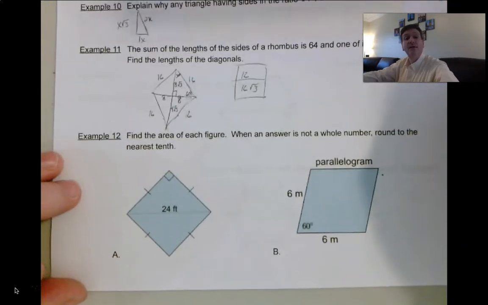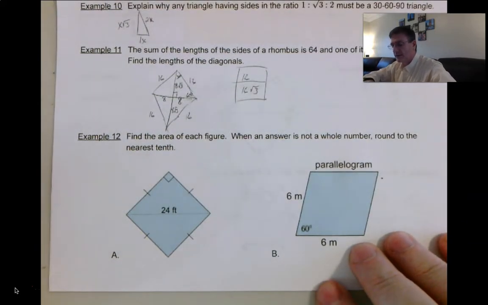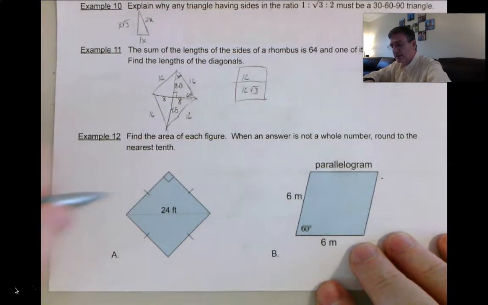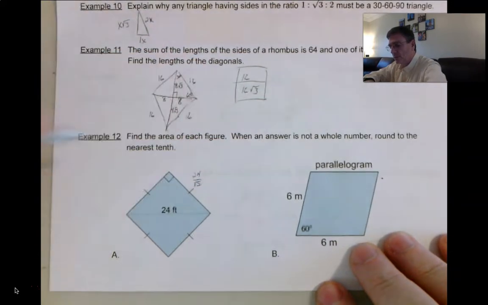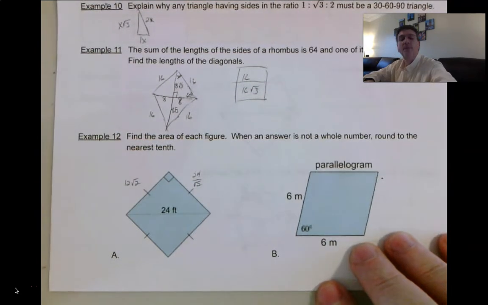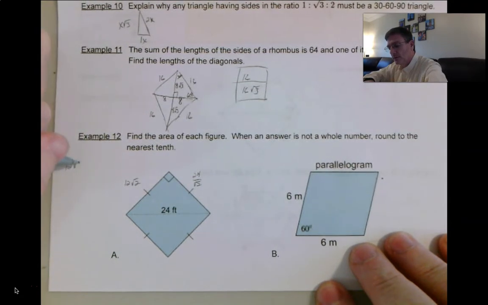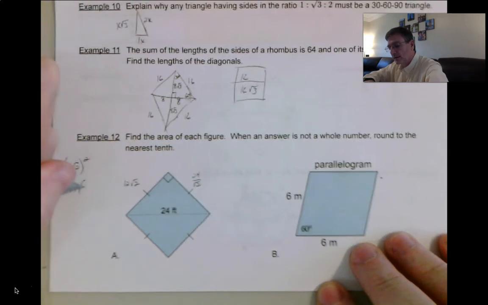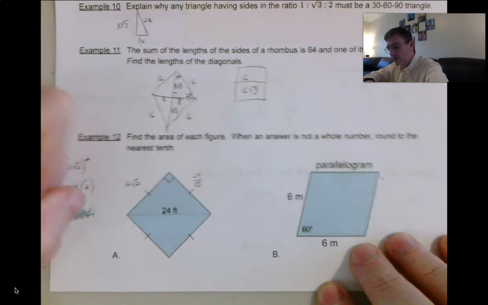Find the area of each figure. When the answer is not a whole number, we're going to round it to the nearest tenth. If this is 24, these are 45, 45, 90s. So this is 24 over the square root of 2, or 24 square root 2 over 2, or 12 square root 2. Area of a square is 12 square root 2 squared, or 144 times 2, 288 square feet or feet squared.